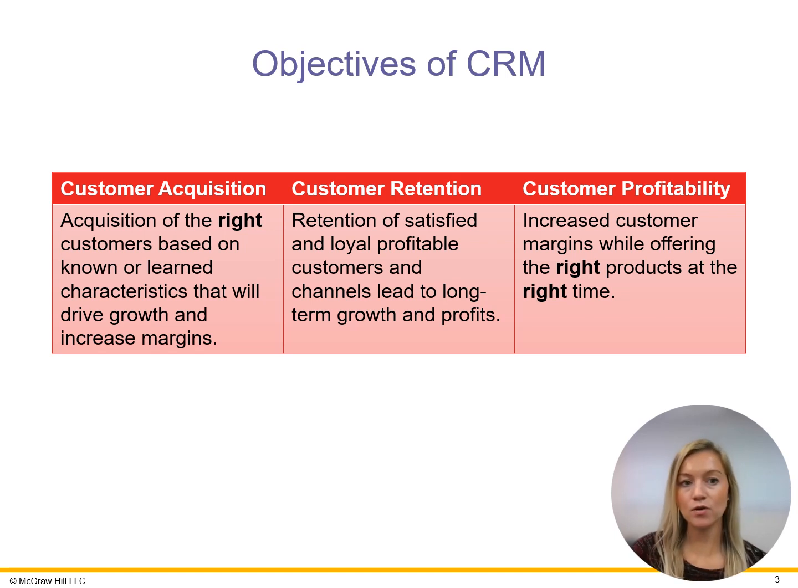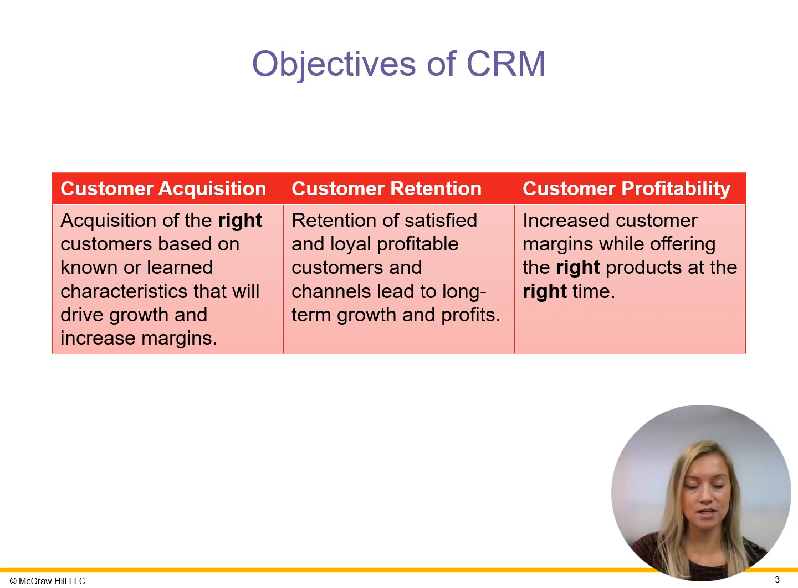CRM systems, or customer relationship management systems, can help businesses increase customer engagement by tracking customer interactions across all channels and by providing personalized and relevant content and offers. This can lead to more customers returning to the business and making repeat purchases.